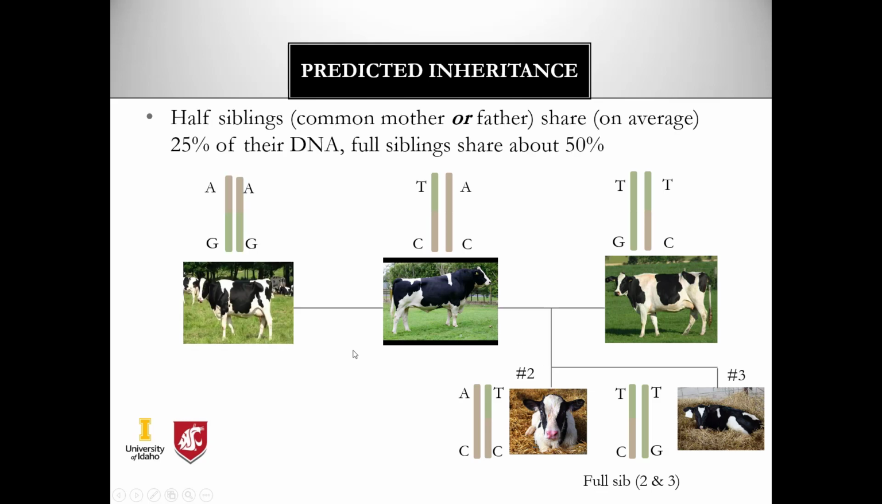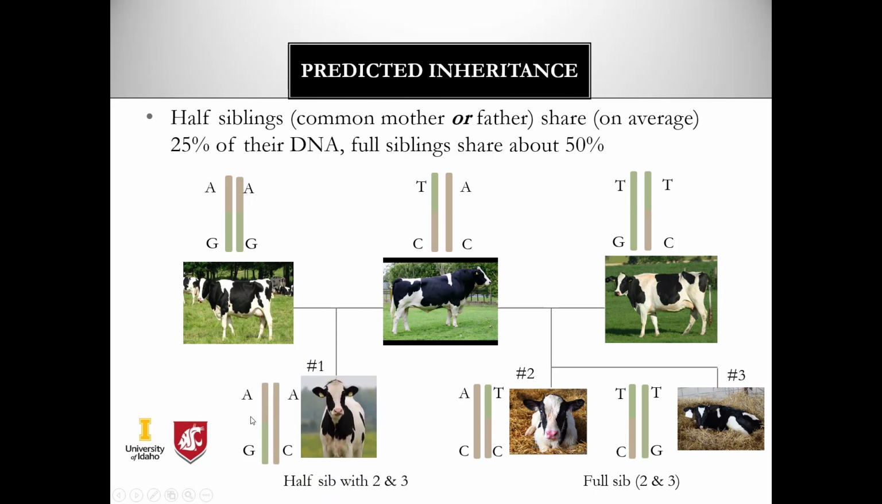When we look at a half sibling, that means they share a common mother or father, and in the dairy industry it's mostly they share the father. So on this cow, she has an A and a G on both chromosomes. So let's see what genetic composition was received from both the dam and sire for the half sibs of these two calves. Calves 2 and 3 got the A and the G from the dam, and the A and the C from the sire.